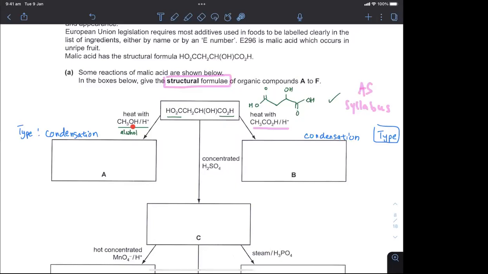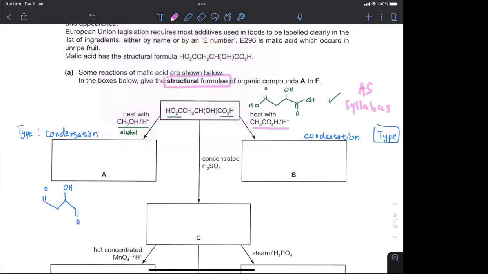When you react with alcohol, only the carboxylic acid will form the ester. So my alcohol remains intact, but my carboxylic acid will form ester. So when I form ester, the carboxylic acid will lose the OH. So technically speaking, this one is wrong. I've lost the OH when it condenses to form ester.